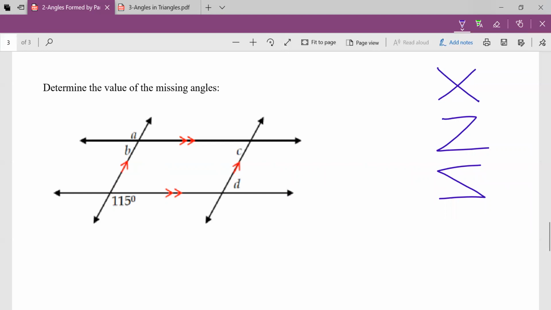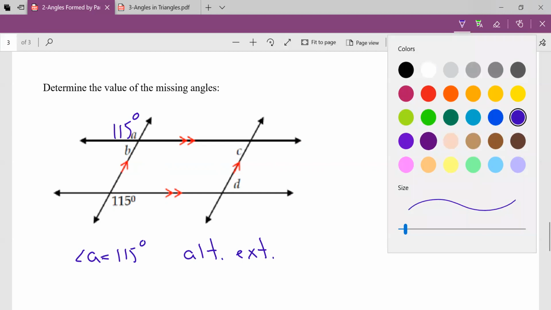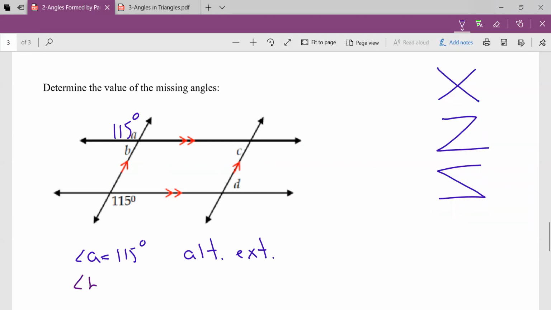Well, what I know here is what we just proved, is that A is 115 because it's an alternate exterior. So A is equal to 115. And if I wanted to give a reason, I would say alternate exterior. Okay, what do I know about angle B? Well, right off the bat, friends, I know angle B is 65.